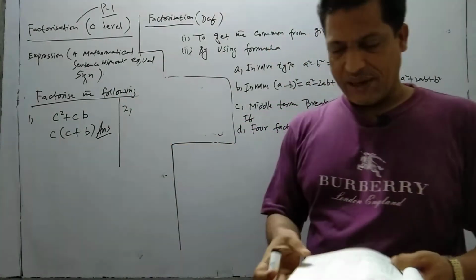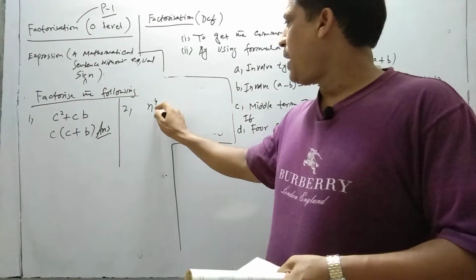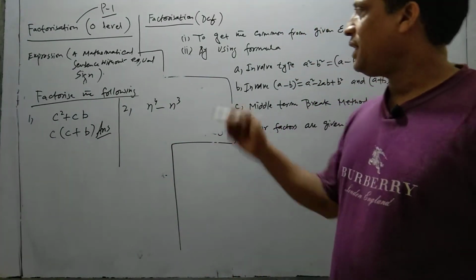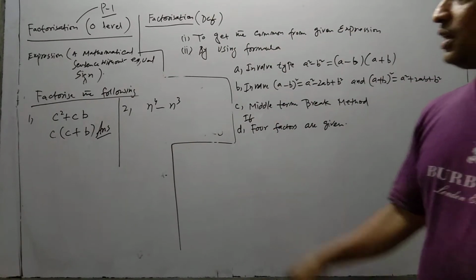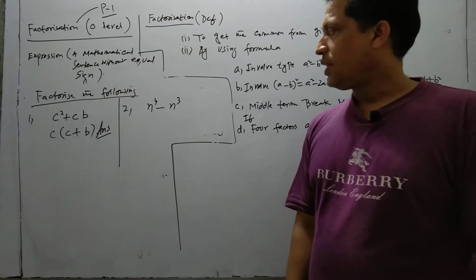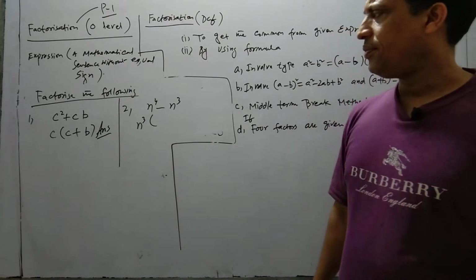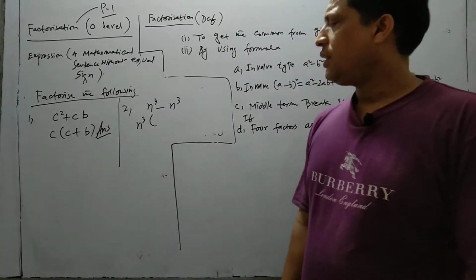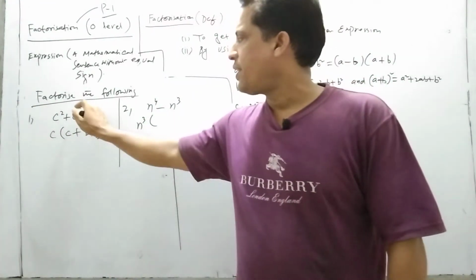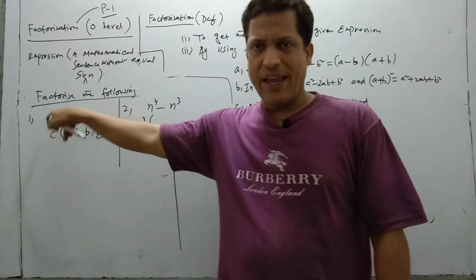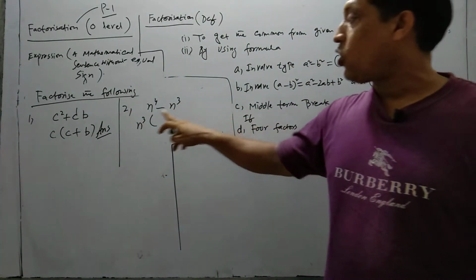Take another question, for example, n4 minus n cube. Apply the first definition, to get the common from the given expression. Is there any common? Yes, the common is n cube. One question which can rise in your mind is, why can't we take c square as common? Student, the common is always the lower term. If you see c square and c power 1, the common is c power 1. If you see n4 and n cube, the common is n cube.